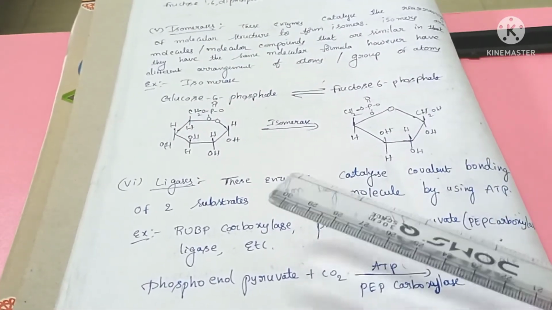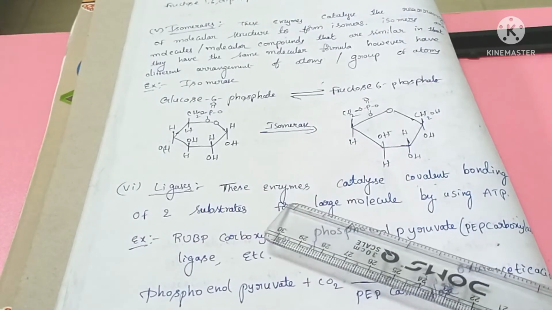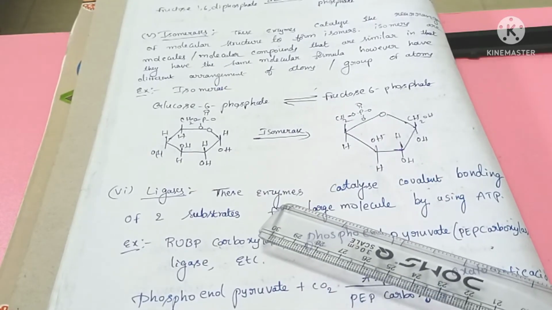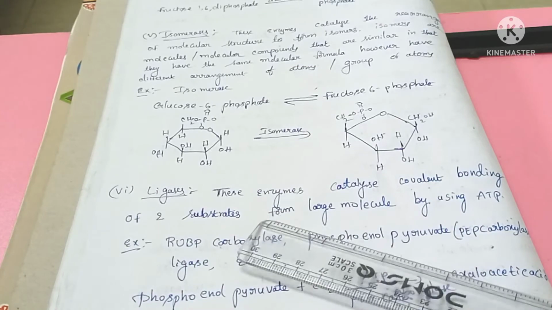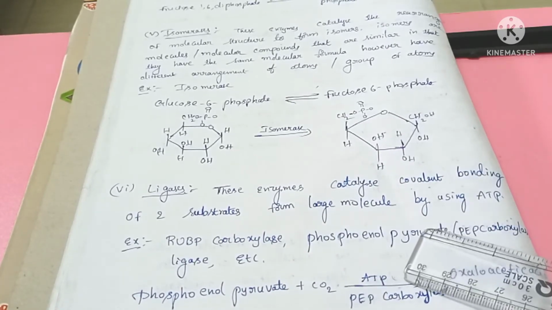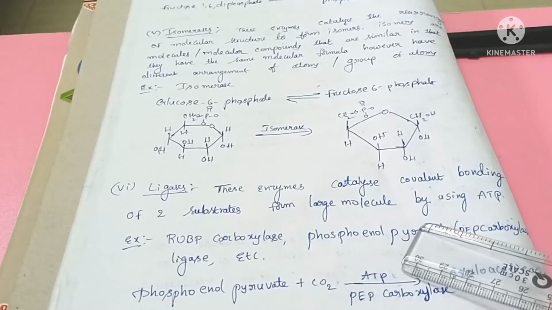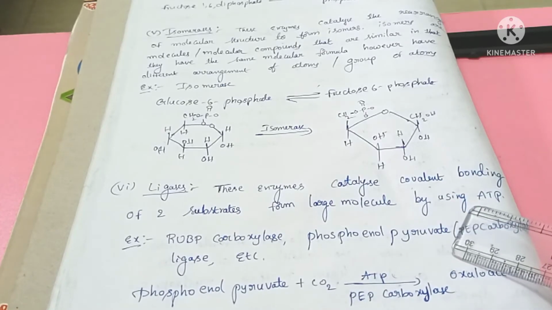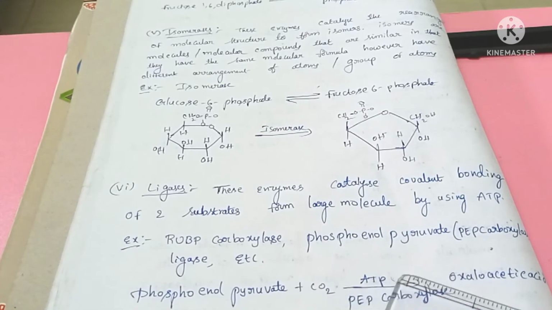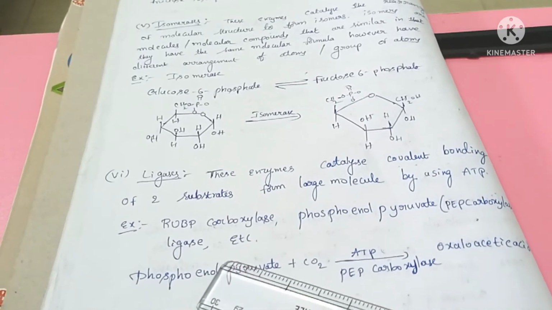Up to now we have studied enzymes that break a substrate into two. But what is the function of ligases? These enzymes combine two substrate molecules. They form a covalent bond between the two substrate molecules, and the two are combined very strongly by using an ATP molecule. Examples of ligase enzymes are RuBP carboxylase and phosphoenol pyruvate carboxylase.